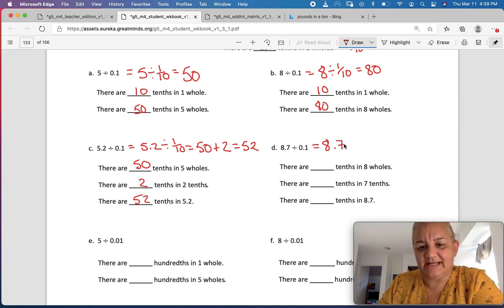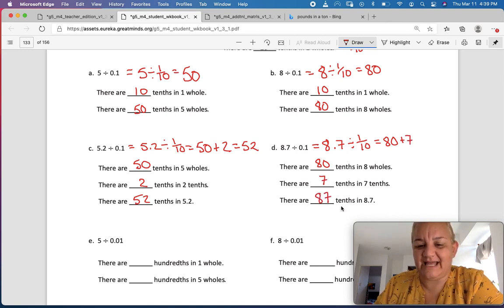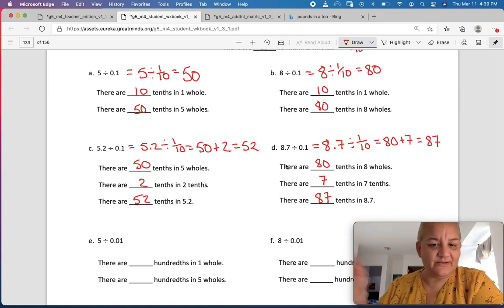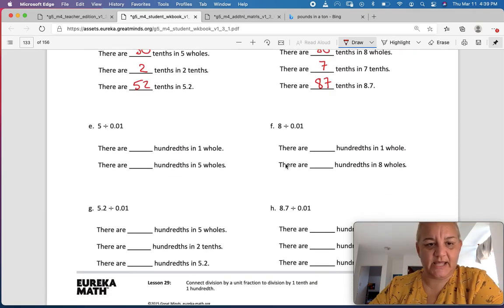8 and 7/10 divided by 1/10. Okay. So there are 80 tenths in 8 wholes. You already know that. And there are how many tenths in 7/10? Well, that's pretty easy. There are 7. Okay, so there are 87 tenths in 8 and 7 tenths. Okay. See, we're dividing by decimals. Very cool. Okay, next one.